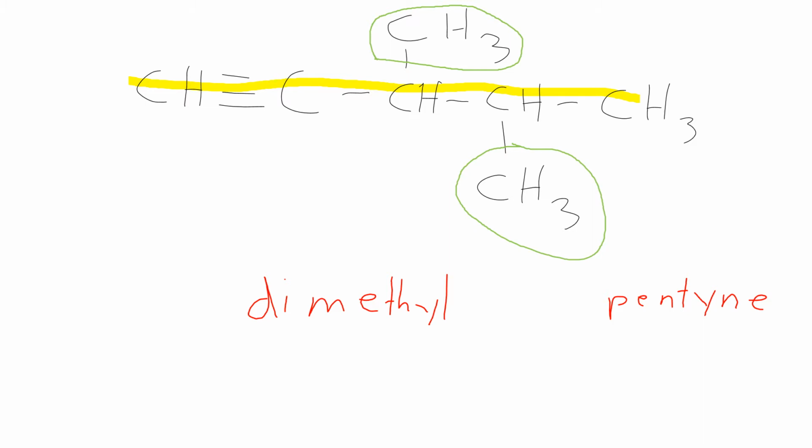So when we look at location, we would need to number the carbon chain. Left to right in red, 1, 2, 3, 4, 5. Or right to left in blue, 1, 2, 3, 4, 5. Again, it's the functional group that's going to dictate which numbering system we need to use. So when we look at the functional group, that's the carbon-carbon triple bond.